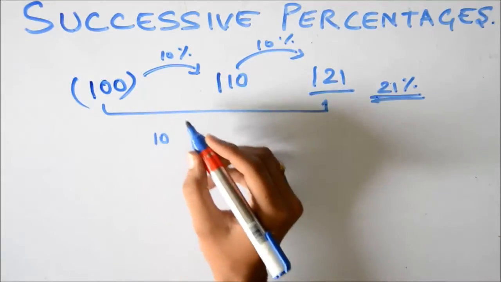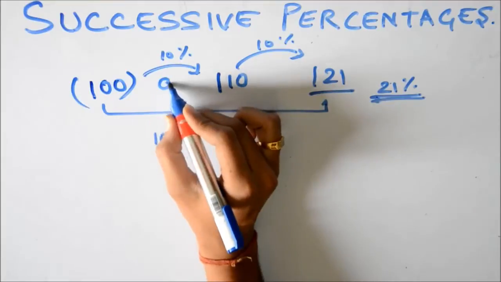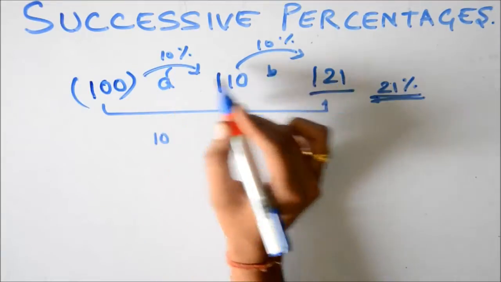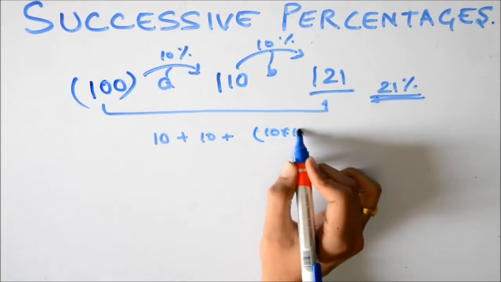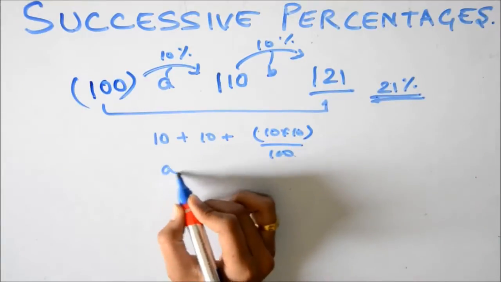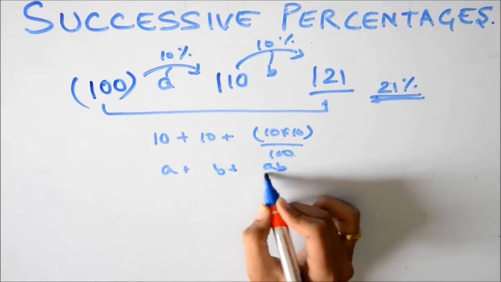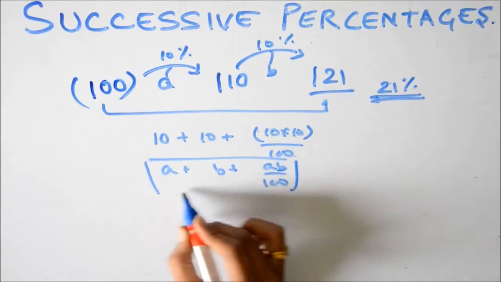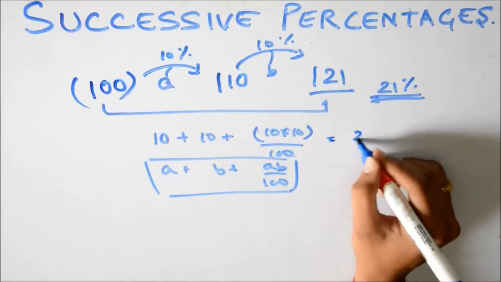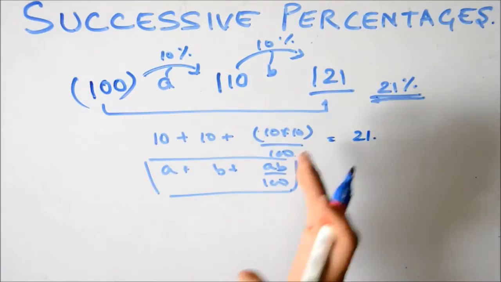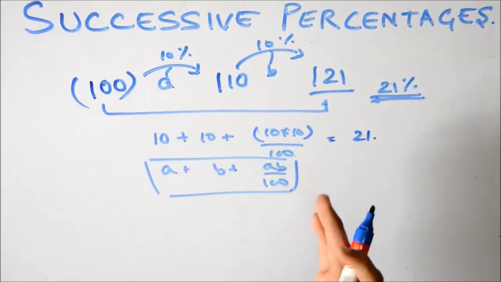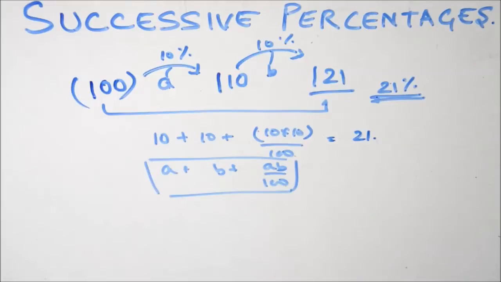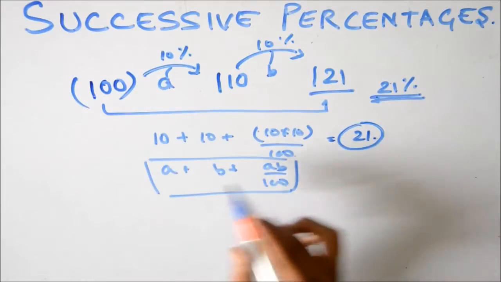21% is nothing but 10, this is the first, this is A, this is suppose B, then A percent, B percent. This is 10 plus 10 plus 10 into 10 by 100. That is A plus B plus A into B by 100. Right? This is how you get 21. So in this type of successive percentages, suppose in DIs there's an increment of 10% in profit every year, this is how you go about calculating the final percentage by using this formula.